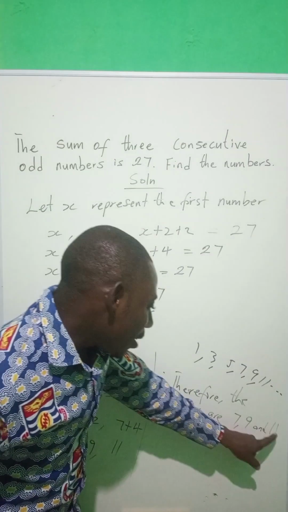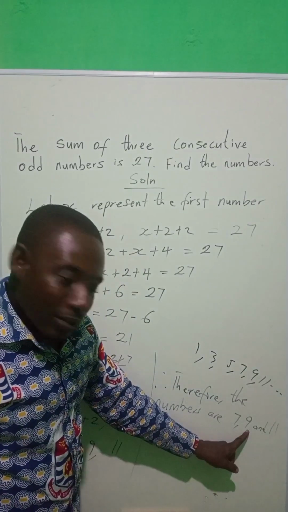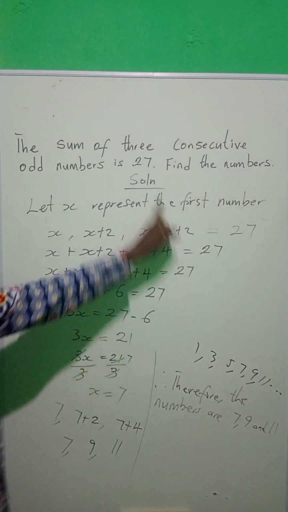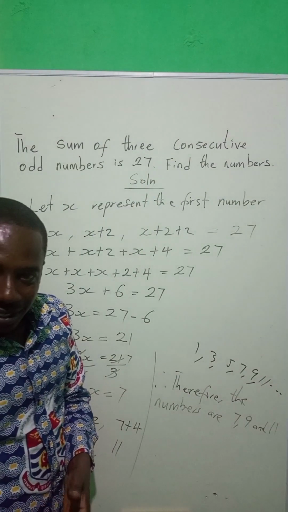When you add 7 to 9, you get 16. 16 plus 11 gives you 27. And that makes it correct.